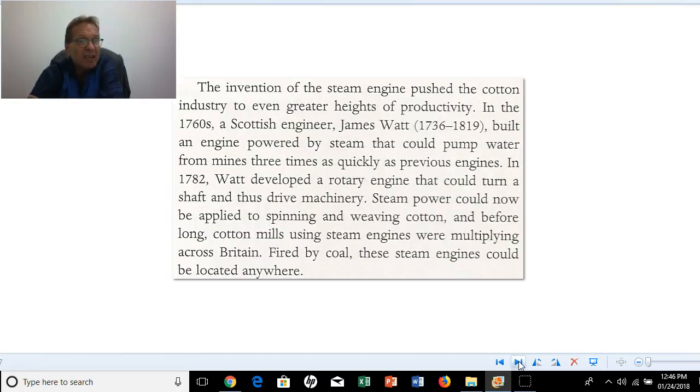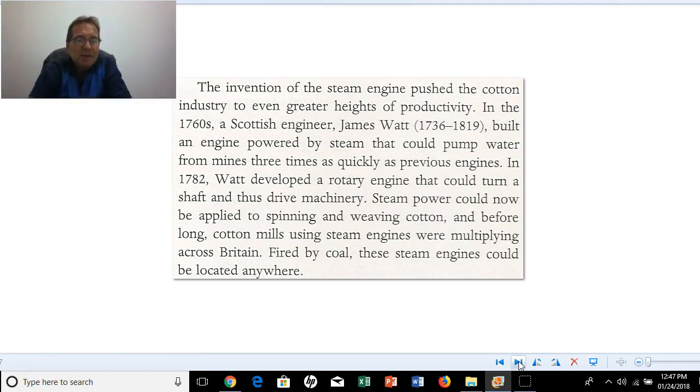The steam engine was a huge invention that took the cotton industry to even greater heights of productivity. James Watt, the Scot, invented a powered steam engine that could empty the water out of a mine 3 times as quickly as previous engines. And in 1782, he built a rotary engine that could turn a shaft and thus drive machinery. And now steam power begins to replace the water power that had previously been used in these textile mills. And the textile industry is where the Industrial Revolution really begins.